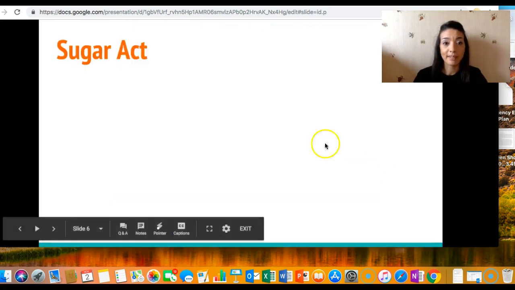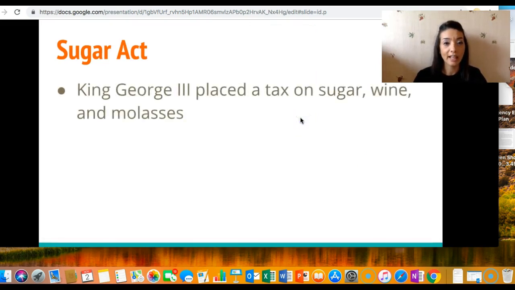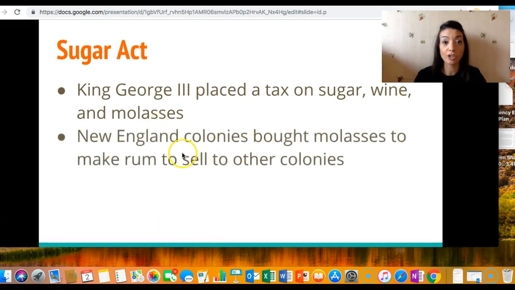All right. Now we're getting into more of the Intolerable Acts, and one of them is called the Sugar Act. King George places a tax on sugar, wine, and molasses. Hence, that's why it's called the Sugar Act. So sugar, of course, there is sugar in wine. Molasses is like sugar. So all of these are sweet, and King George says that there is extra money put on top of these products when we sell them.